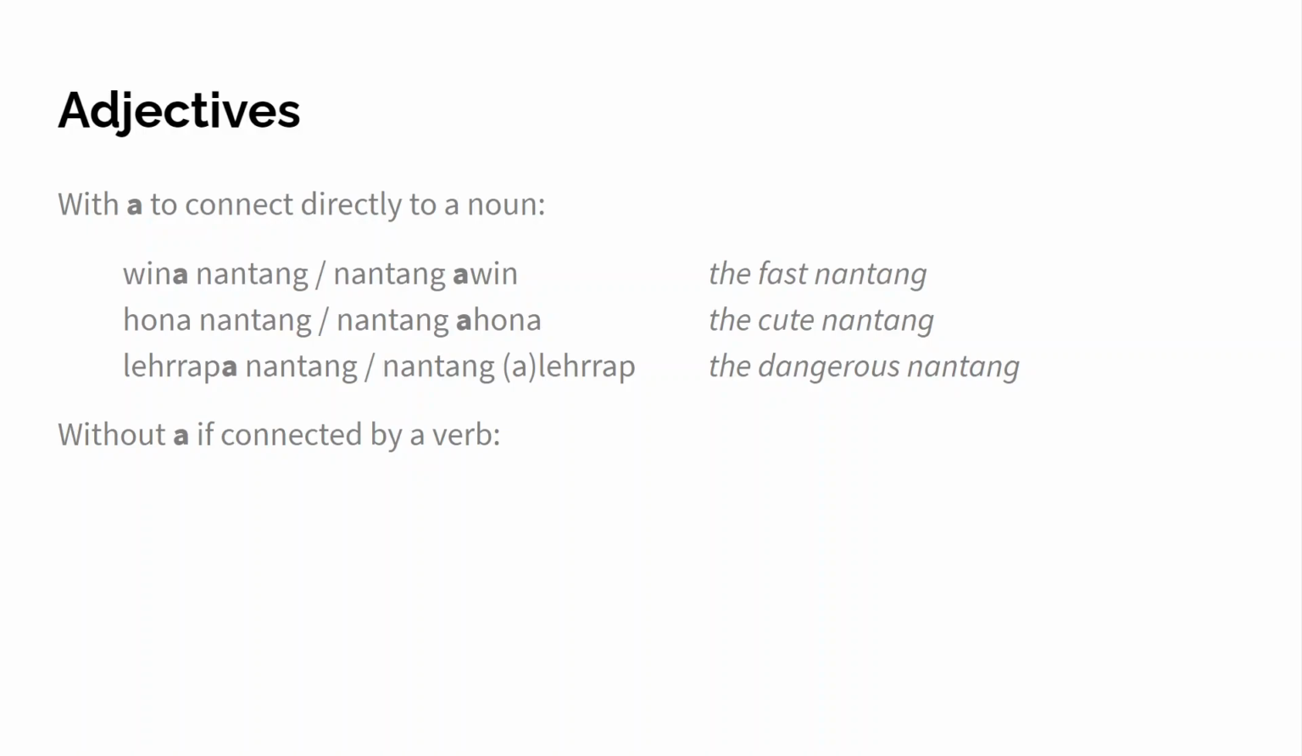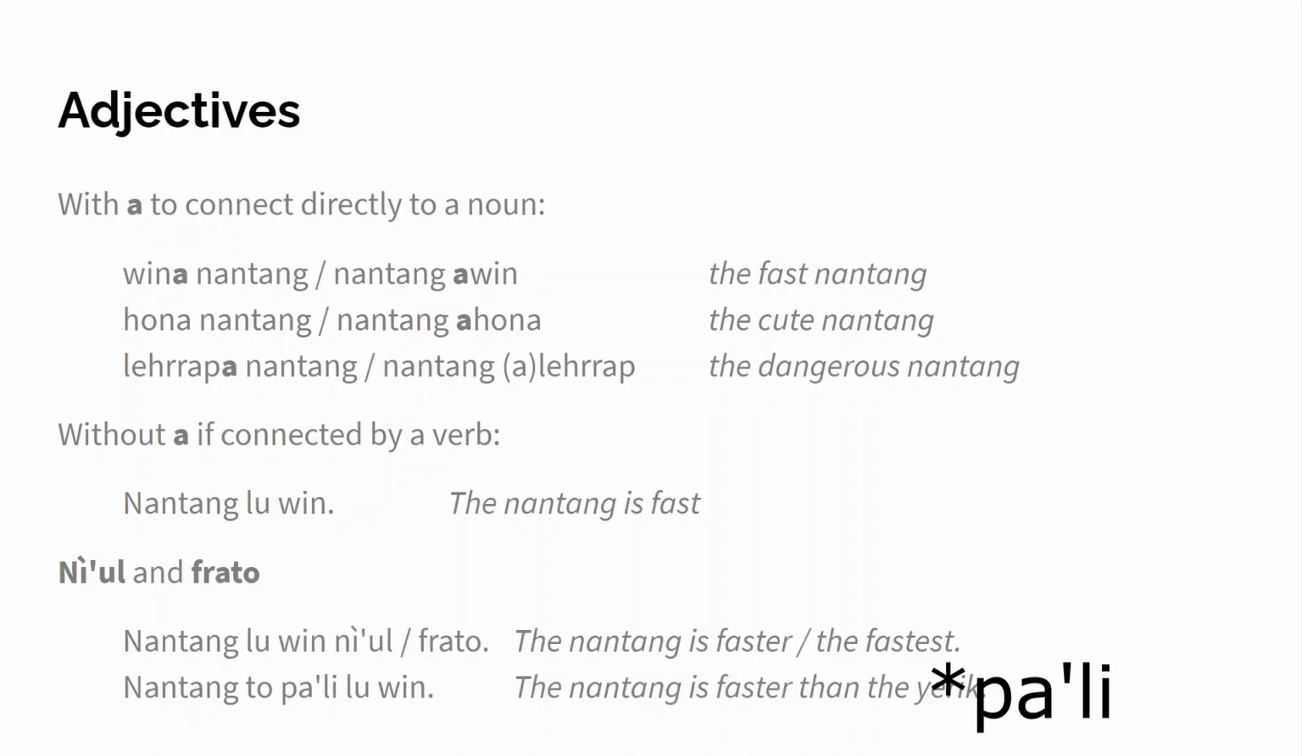We don't use an R if we connect the adjective with a verb. Nantang luwin, the Nantang is fast, as opposed to wina Nantang, the fast Nantang. Ne'ul and frato are used to say that someone is faster or the fastest. So Nantang luwin ne'ul or win frato, the Nantang is faster or the fastest.